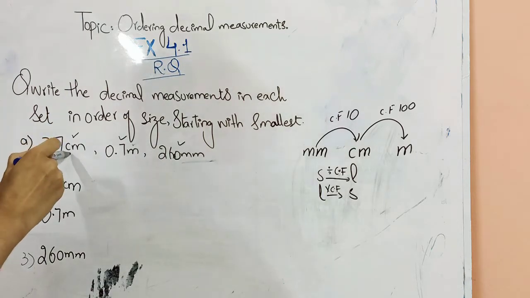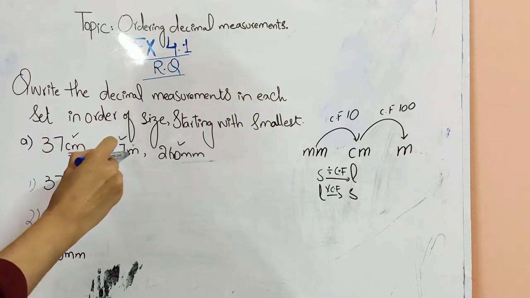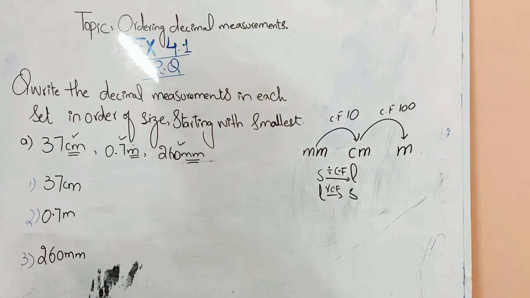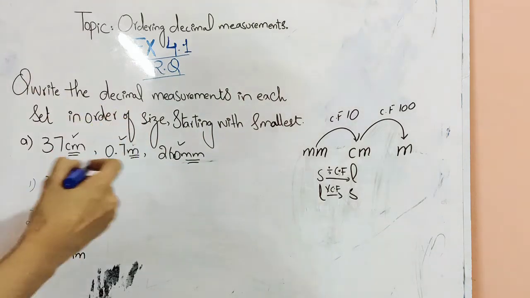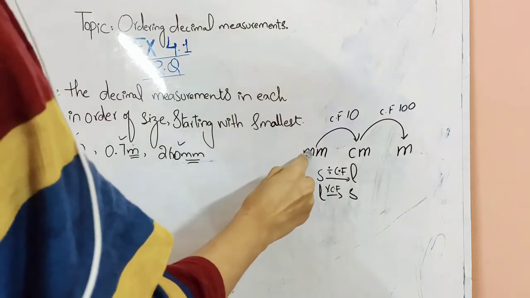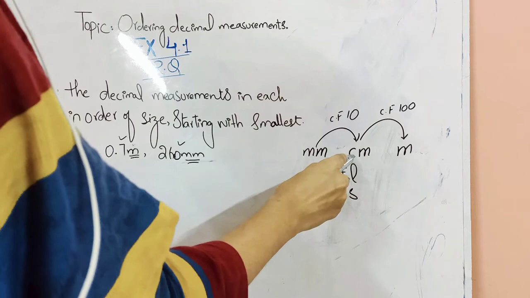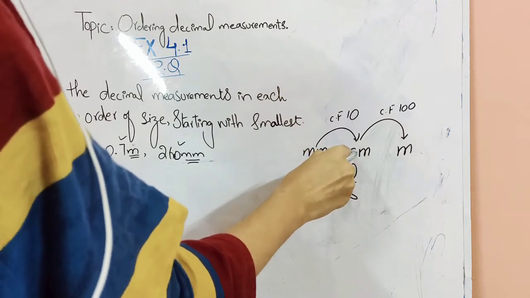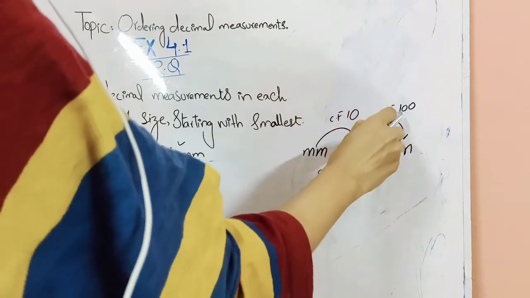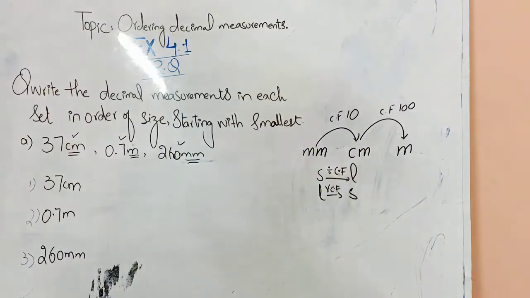We can see the first is in centimeter, the second in meter, and the third in millimeter. So we have to convert them into the same unit. Each value should have the same unit. For this purpose, we should know about the conversion factors. From millimeter to centimeter, we have a conversion factor of 10, and from centimeter to meter, we have a conversion factor of 100.